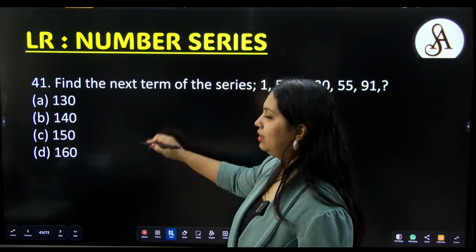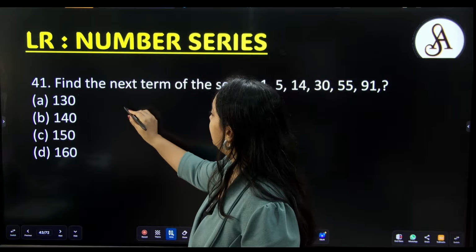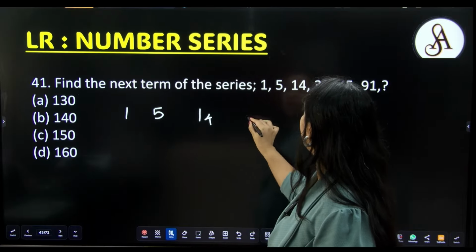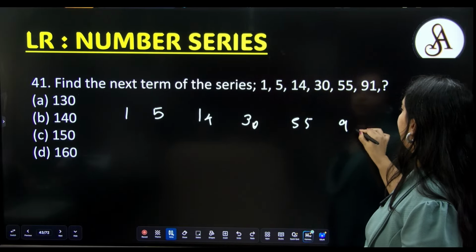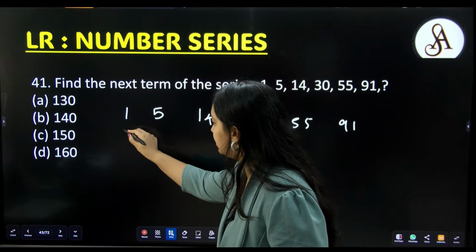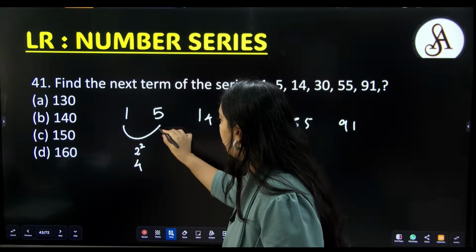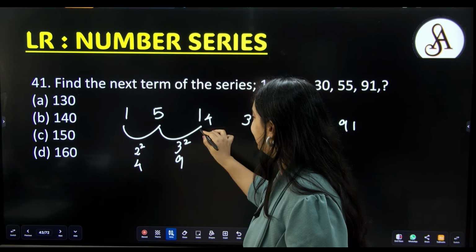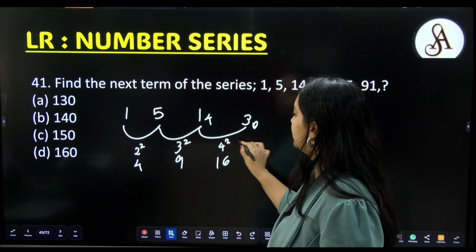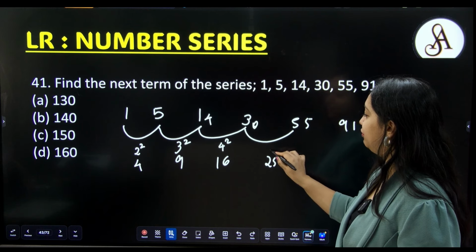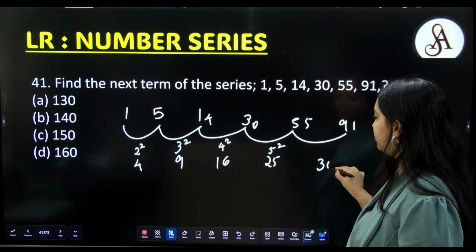What is the next value? There are two methods to do this. Method number 1: 1, 5, 14, 30, 55, 91, question mark. Find the difference. Difference is 4, which is 2 square. Difference is 9, which is 3 square. Difference is 16, which is 4 square. Difference is 25, which is 5 square. Difference is 36, which is 6 square.